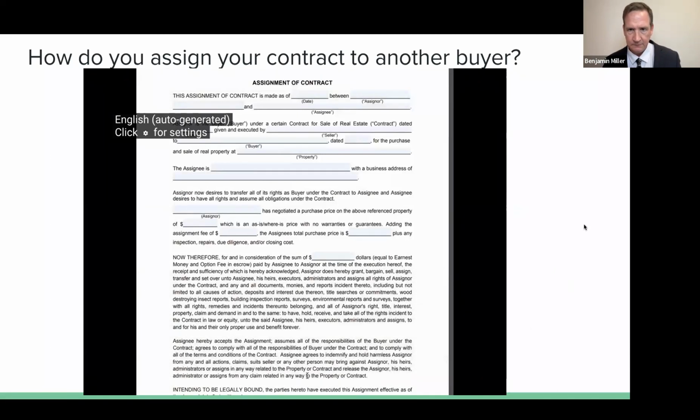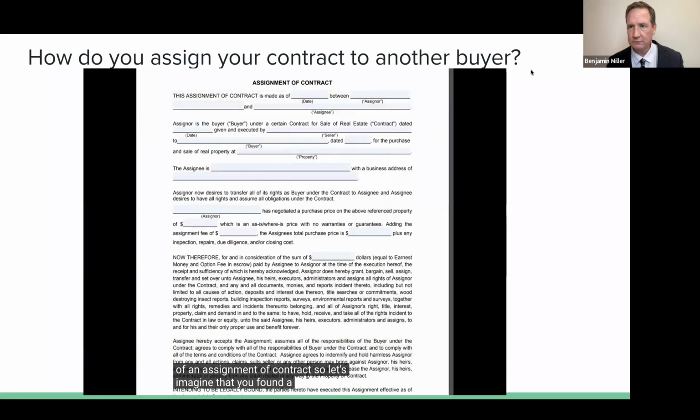So let's imagine that you found a property that has a value of 100,000, and you found a motivated seller that agreed to sell the property to you for 65,000. So you said, okay, Mr. Seller, I'm going to pay you 65,000. And that was on January 5th, just as an example.